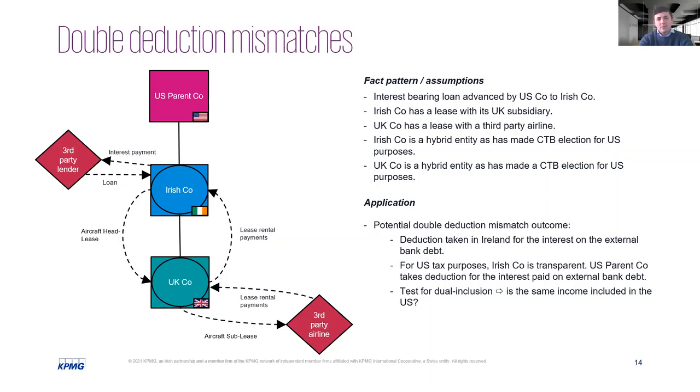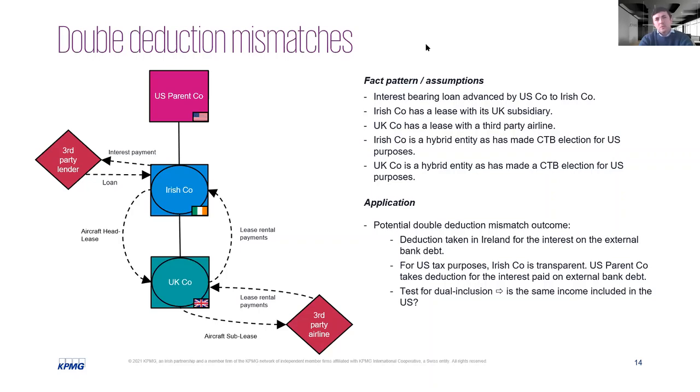So one interesting point here is whether you're required to test for dual inclusion of the same income. So here, the income that's included at the level of the Irish company is the head lease rental payment that it's receiving from the UK subsidiary. Whereas from a US perspective, because the Irish company is disregarded and the UK company has also made the check the box selection and it's disregarded, it's the sublease income that's been included at the level of the US company. So potentially that could be problematic because you don't have dual inclusion of the same income. It's the head lease in Ireland and the sublease from a US perspective.